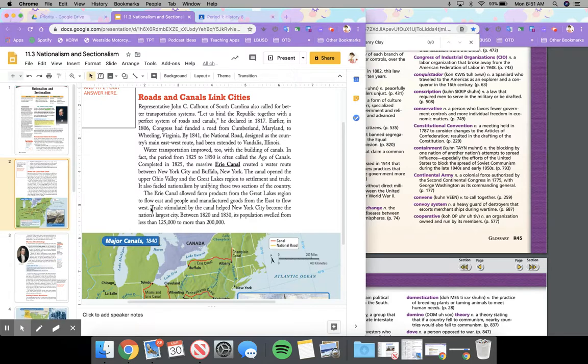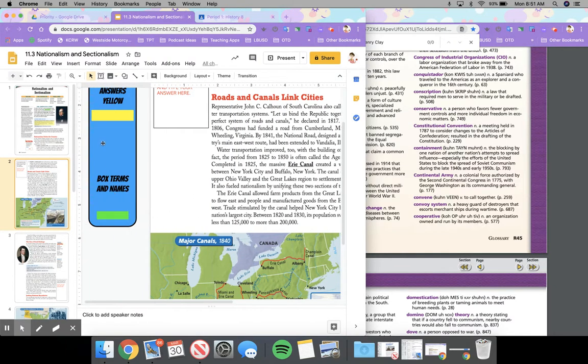So we're going to find our answer here. The Erie Canal allowed farm products from the Great Lakes region to flow east and people and manufactured goods from the east to flow west. Trade stimulated by the canal helped New York City become the nation's largest city. Between 1820 and 1830, its population swelled from less than 125,000 to more than 200,000. Okay. Now I can use this to, if I have any extra boxes, I can use the boxes here to highlight where the answer is to that question.